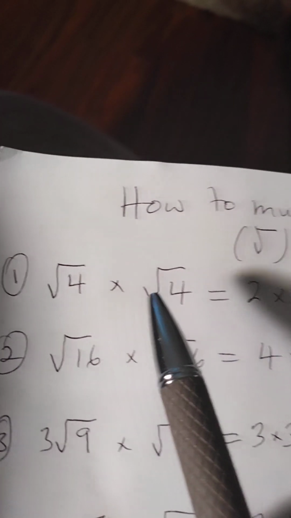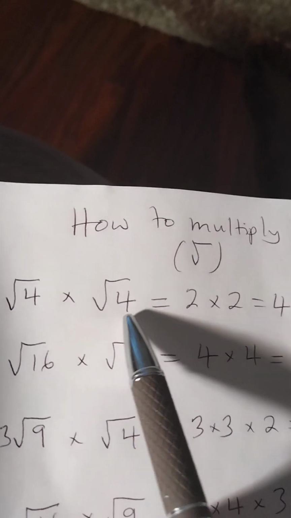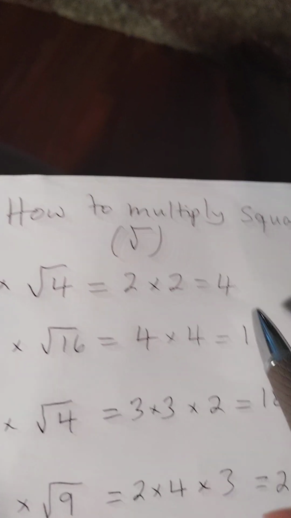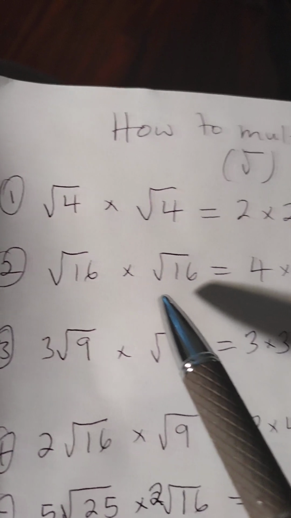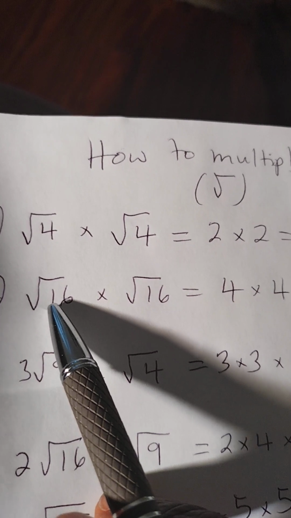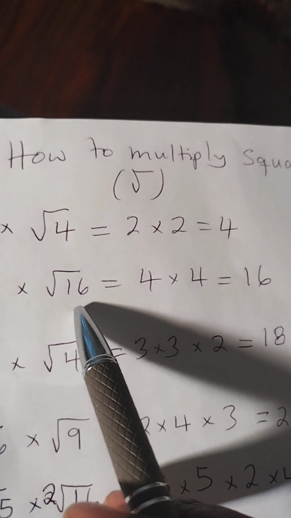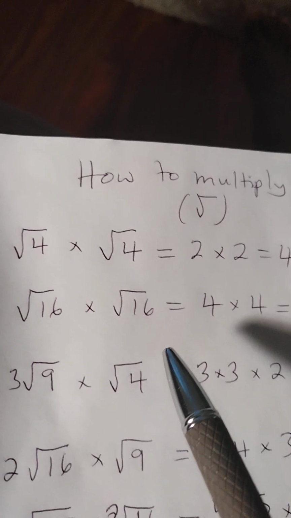So, for instance, when we say multiply the square root of 4 times the square root of 4, the square root of 4 is 2, and the square root of 4 is 2. So 2 times 2, the answer is 4. When we say multiply the square root of 16 by the square root of 16, the square root of 16 is 4 and the square root of 16 is 4. So 4 times 4 will give you the answer 16.